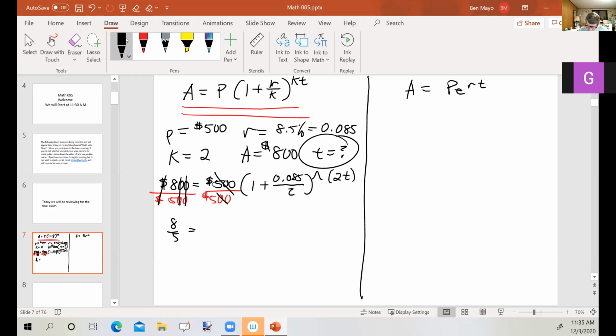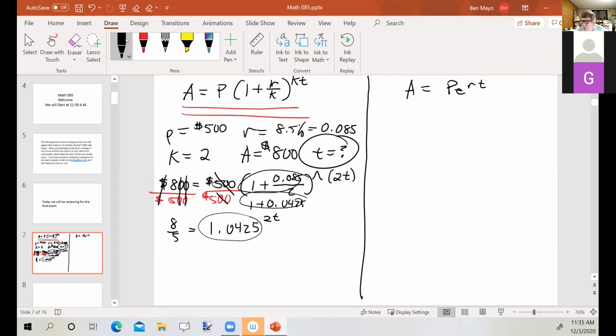Let's see. I can take 0.085 and divide it by 2. So this becomes 1 plus 0.0425, which then becomes 1.0425 to the 2t power. So this simplified into that, simplified into that. Are you okay with that? Yes. Yeah. Greg, welcome. We're looking at some questions from the Chapter 11 test that you folks took yesterday.